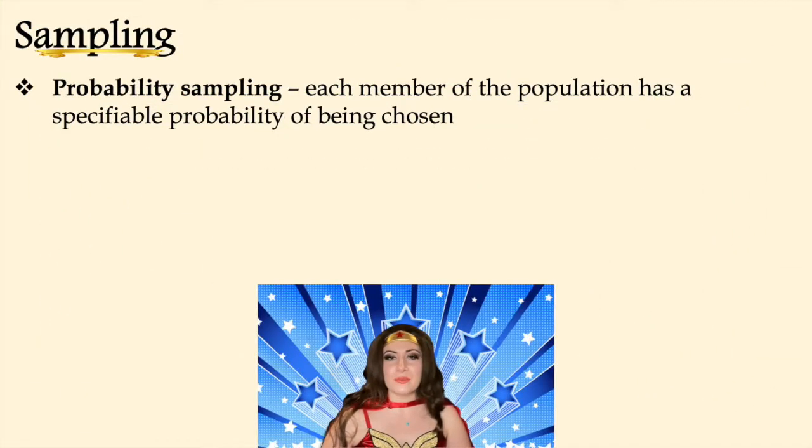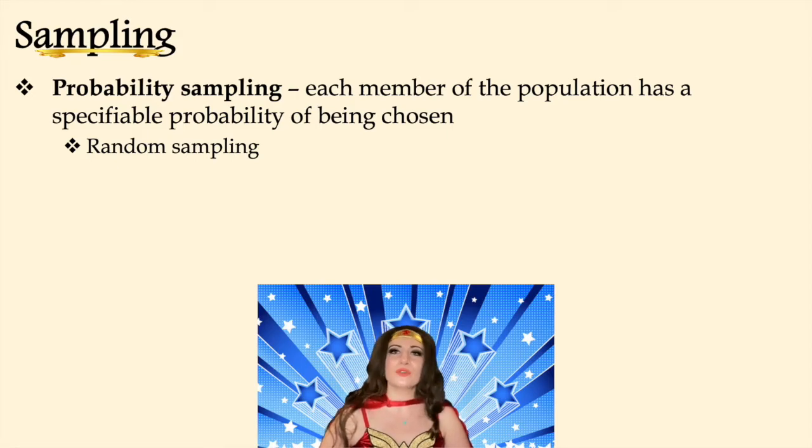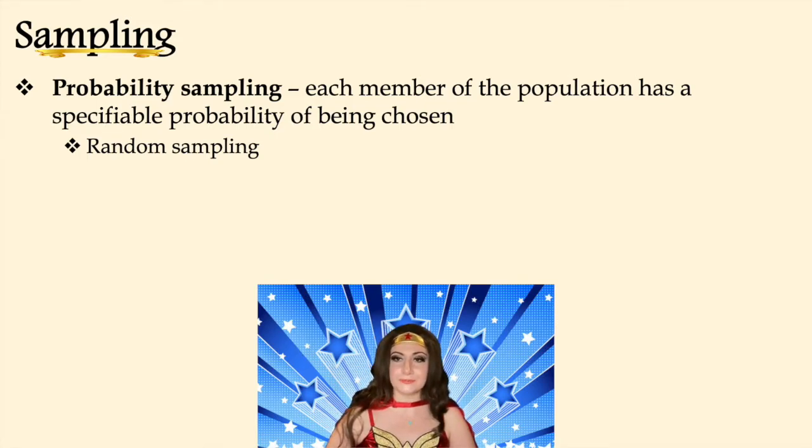So when we have probability sampling, this means that each member of the population has a specifiable probability of being chosen. In other words, everyone has a fair chance. And so what we do is we use random sampling in order to ensure that the participants in our sample are actually representative of the larger population. By doing random sampling, we are controlling for individual differences and ultimately hoping that the people in our sample will be a good representation of the larger population.